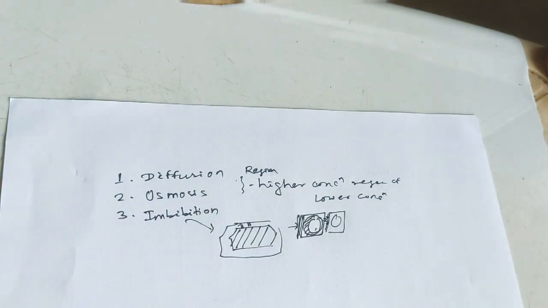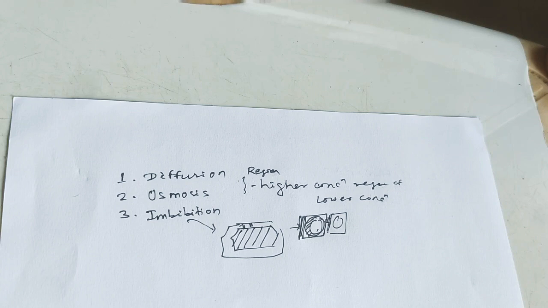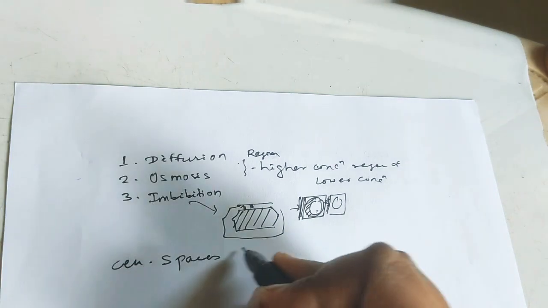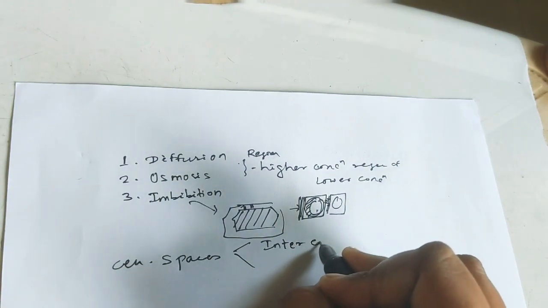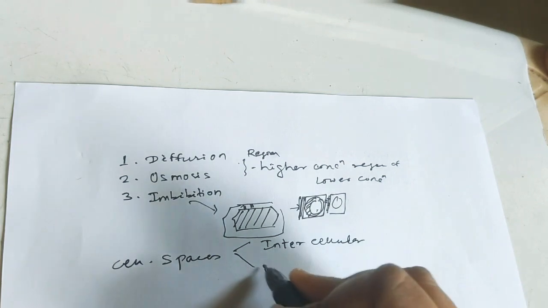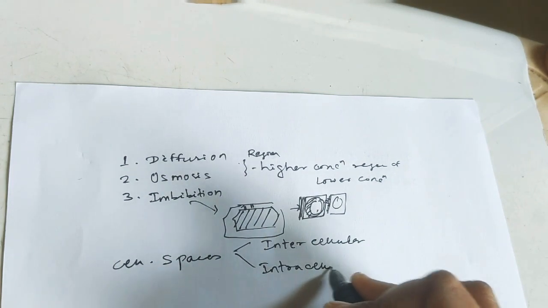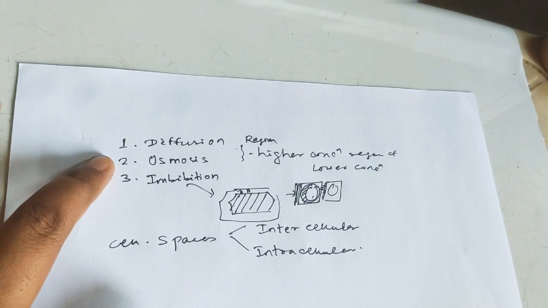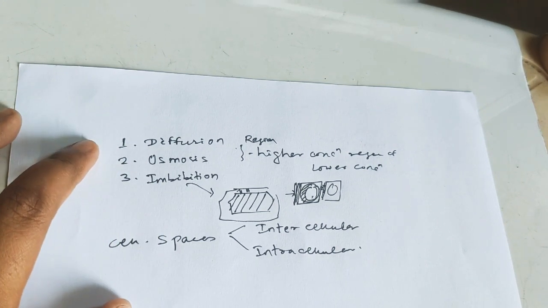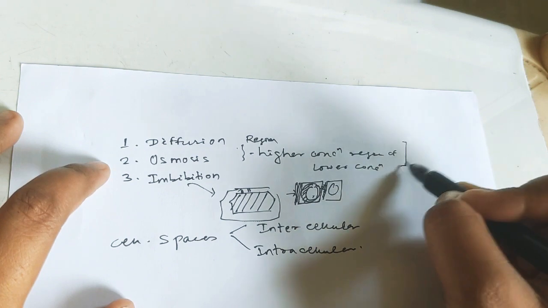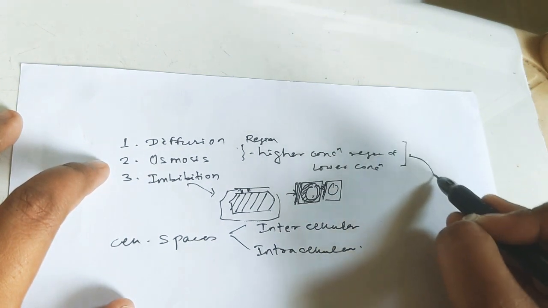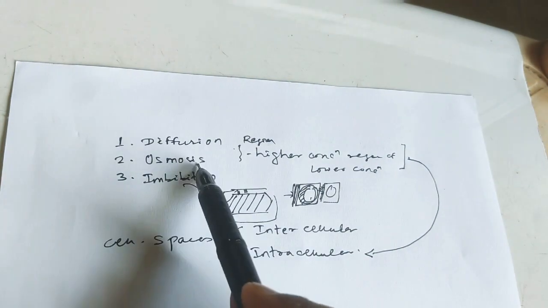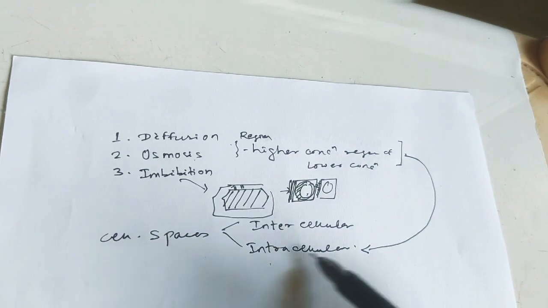Remember, with these three processes there are two spaces, the cell spaces I already told you about: one is intercellular and the second one is intracellular. So what happens in the case of osmosis and diffusion? These two processes are interlinked with intracellular spaces.